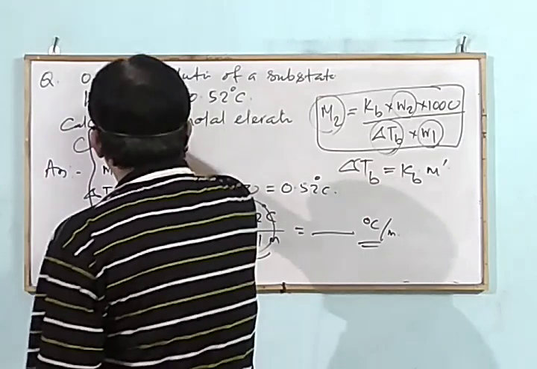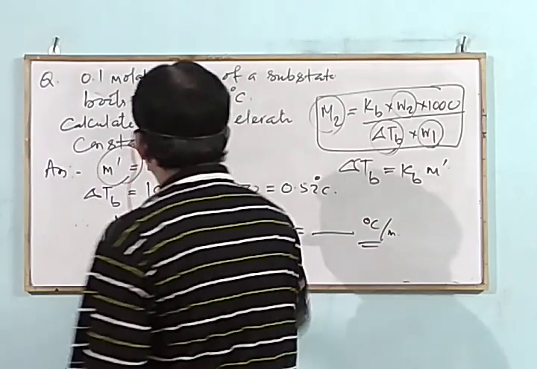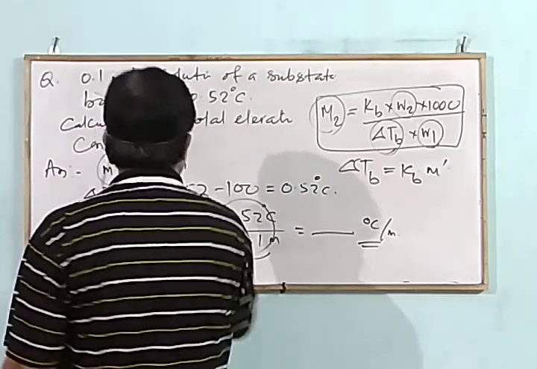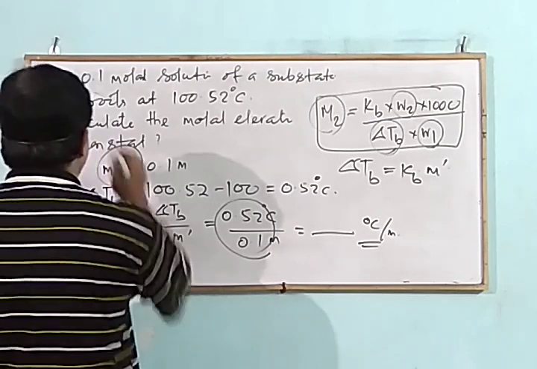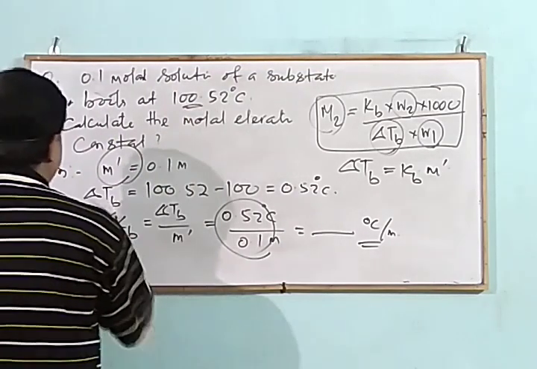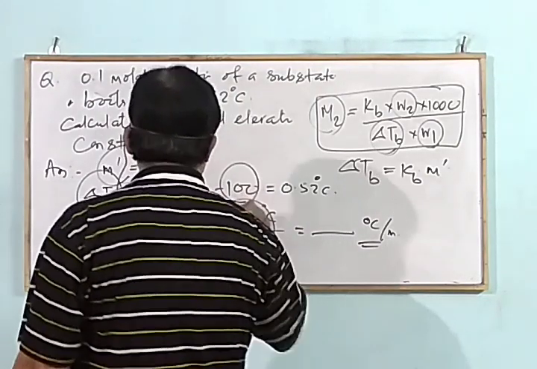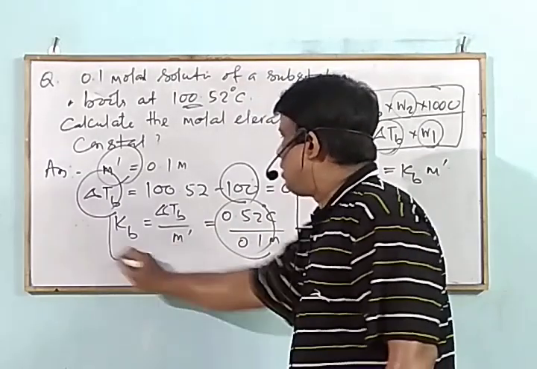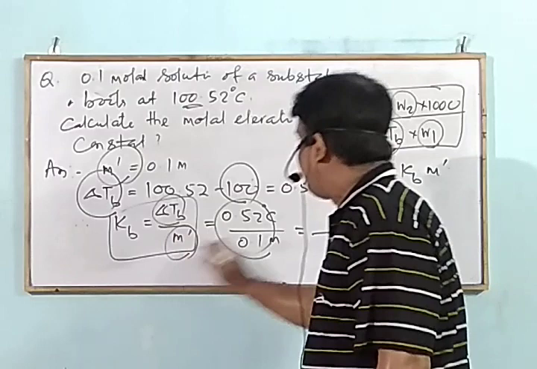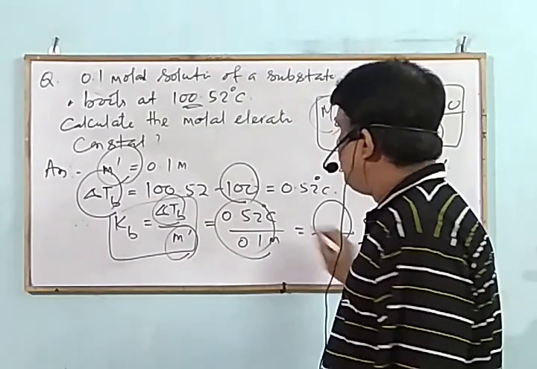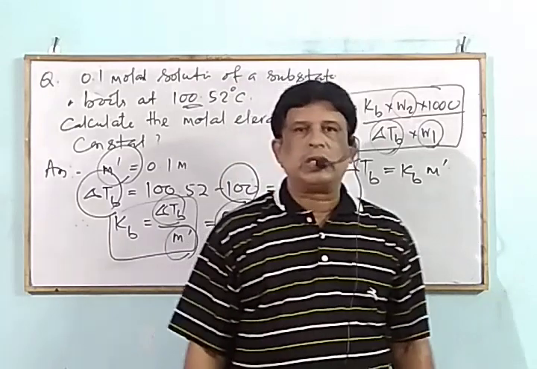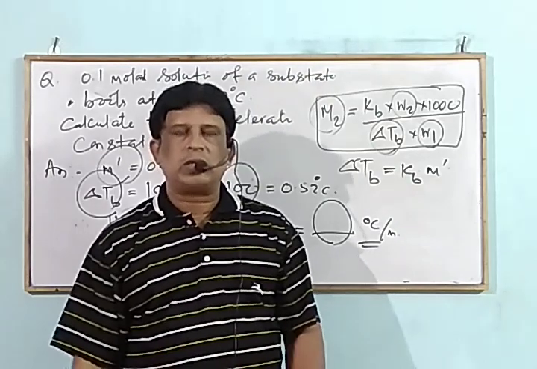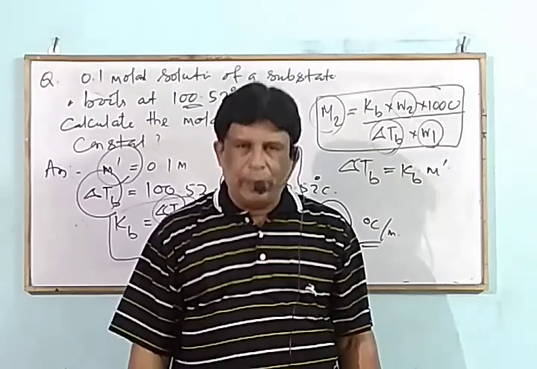Mark that. The molality of the solution is given and the increase in boiling point is given. We know that the boiling point of water is 100 degrees centigrade, so the change in boiling point is equal to this much. By applying this formula, one is able to calculate the molar elevation constant or ebullioscopic constant. Next we discuss another term, depression in the freezing point.